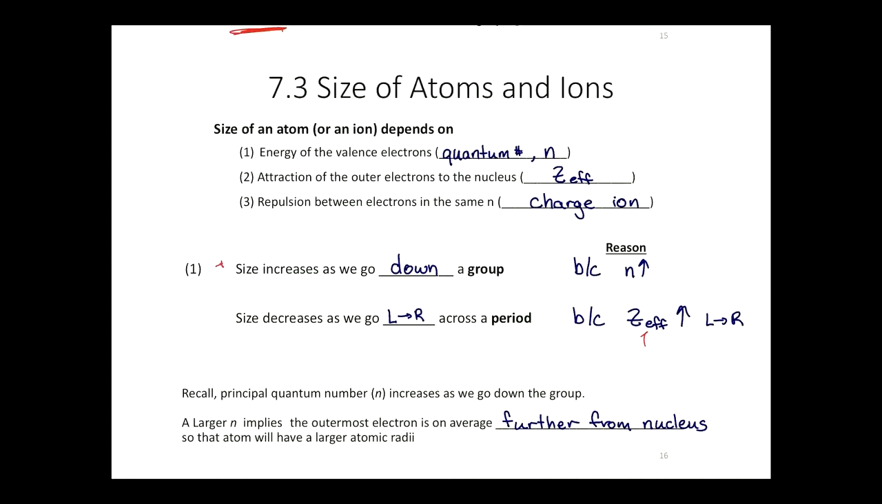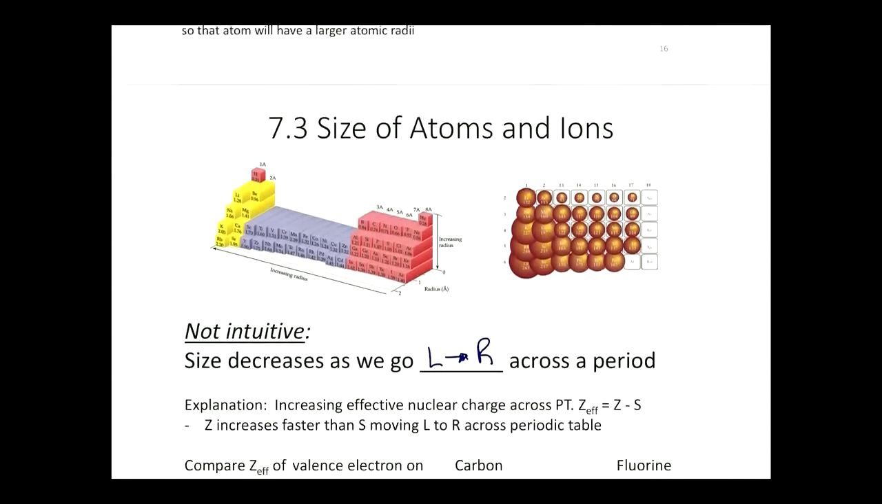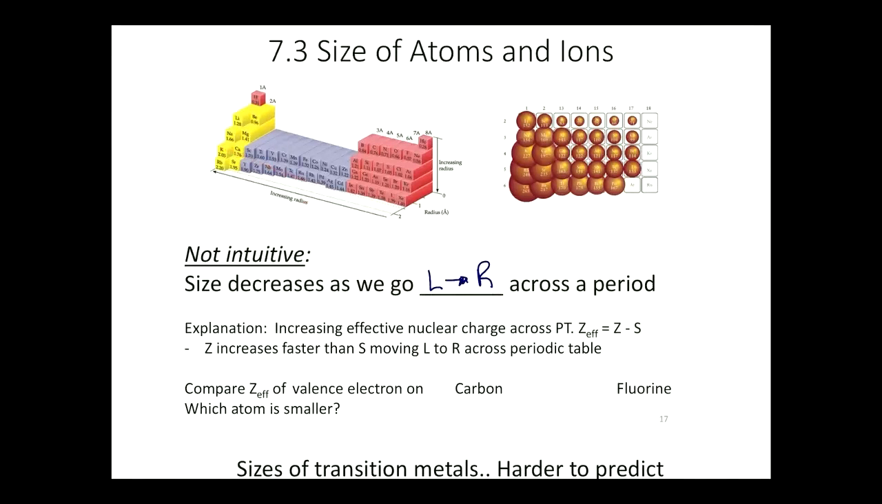The first trend, the N value, makes sense, but what's counterintuitive is the left to right trend across the periodic table. What we see here is just repeating everything I just said. Here you see clearly that going down group 1, the atoms get larger.